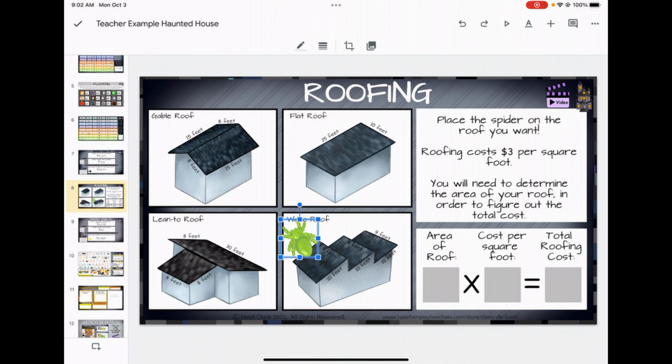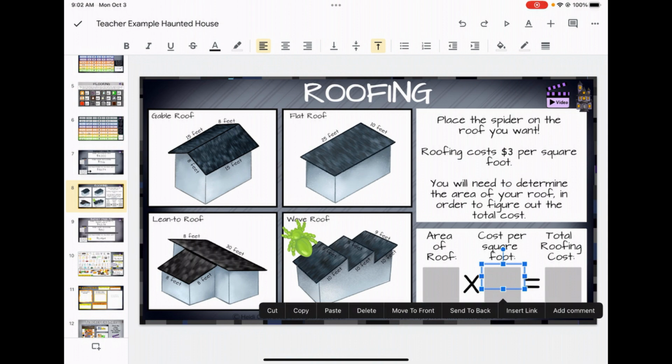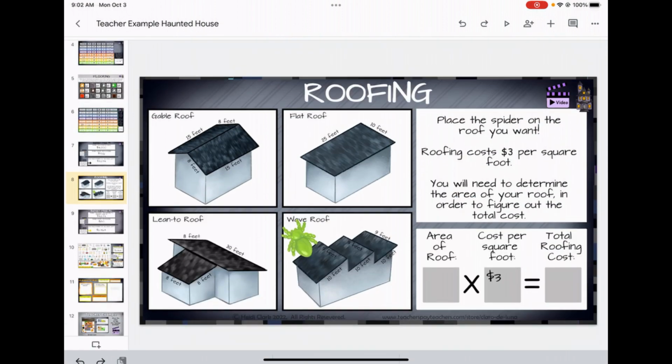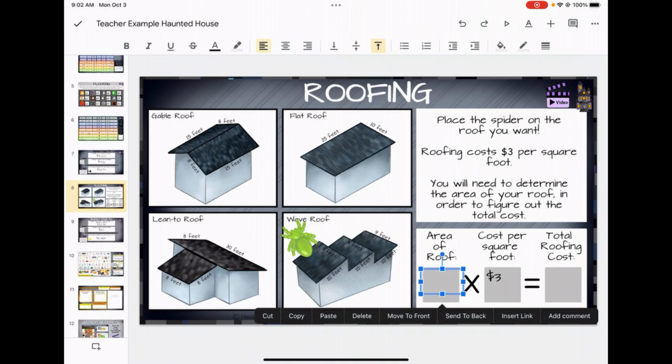Just like we did with the flooring, we have to pay for each square foot because we're going to be actually putting material on top of the roof and that costs money. So it says over here on the right that roofing costs $3 per square foot, no matter which one you pick. Well, that means I'll be paying $3 for each square foot, but how do I figure out how much money I actually owe? Well, I do that by multiplying it by the area.